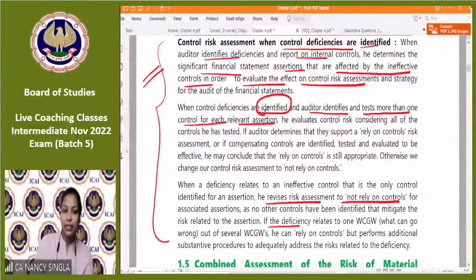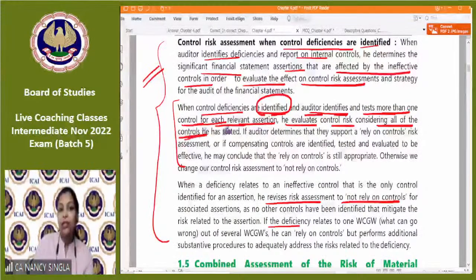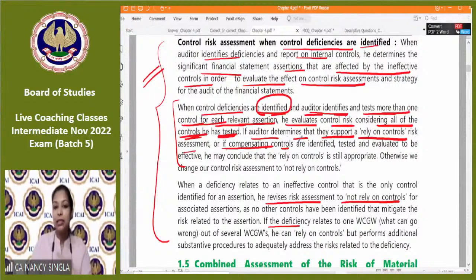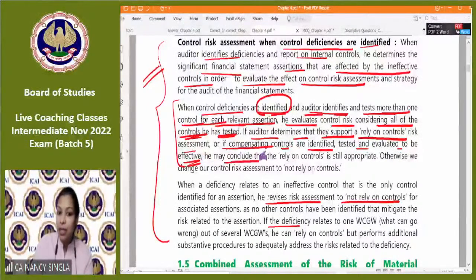Where is it written? Let us just read this second paragraph. When control deficiencies are identified, an auditor identifies and tests more than one control for each relevant assertion. He evaluates control risk considering all the controls he has tested. If the auditor determines that they support reliance on the control risk assessment, or if compensating controls, what are compensating controls? The remaining 3 controls are identified, tested and evaluated to be effective, he may conclude that the reliance on control is still appropriate.